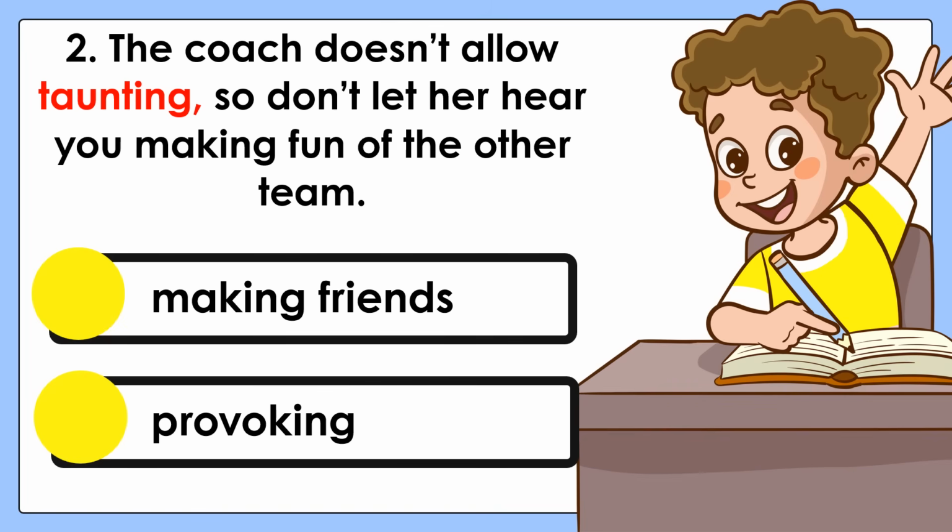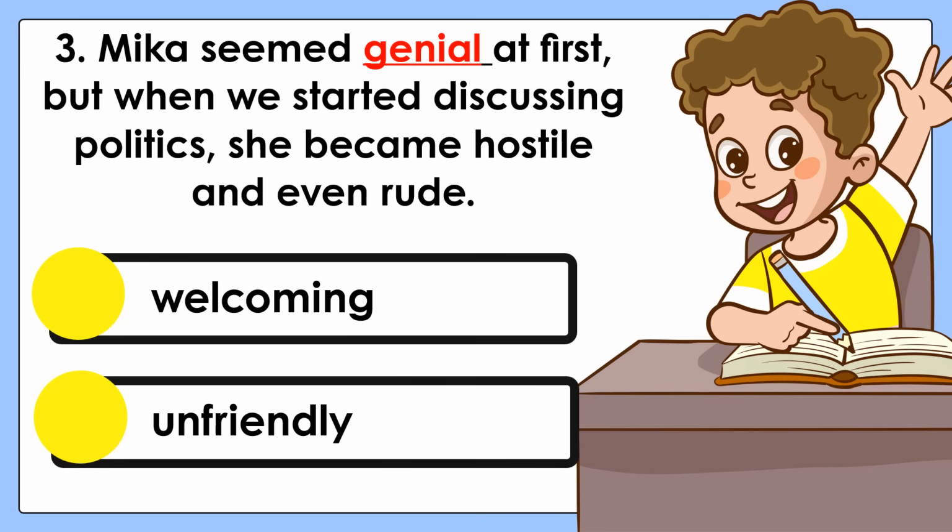Number 2, the coach doesn't allow taunting, so don't let her hear you making fun of the other team. Is it making friends or provoking? The answer is provoking. Number 3, Mika seemed genial at first, but when we started discussing politics, she became hostile and even rude. Is it welcoming or unfriendly? The answer is welcoming.